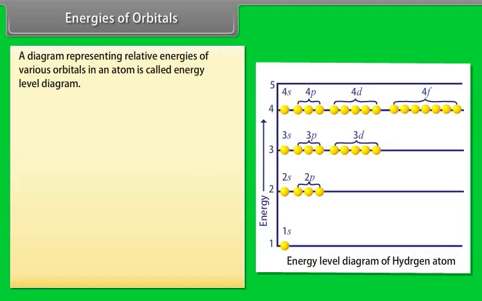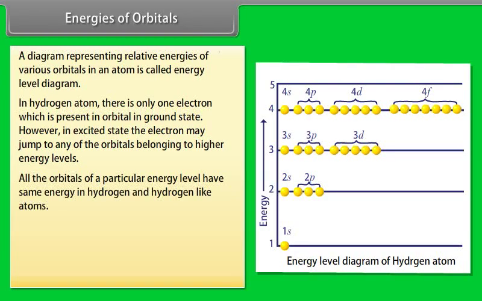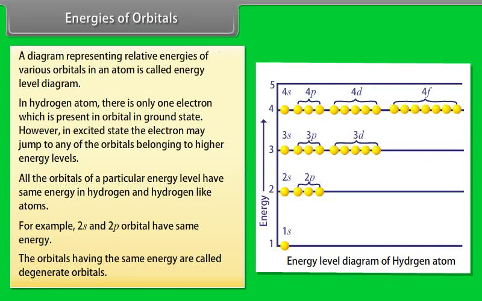Energies of orbitals. A diagram representing relative energies of various orbitals in an atom is called energy level diagram. In hydrogen atom, there is only one electron which is present in orbital in ground state. However, in excited state, the electron may jump to any of the orbitals belonging to higher energy levels. All the orbitals of a particular energy level have same energy in hydrogen and hydrogen-like atoms. For example, 2s and 2p orbitals have same energy. The orbitals having the same energy are called degenerate orbitals.